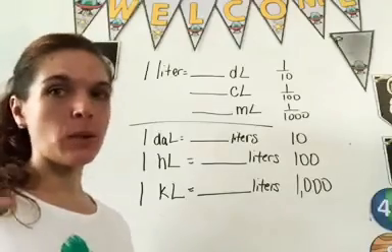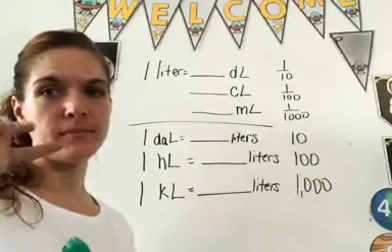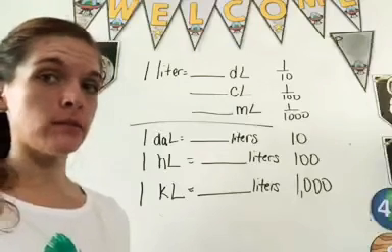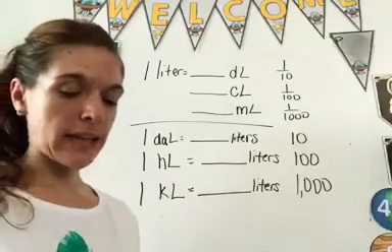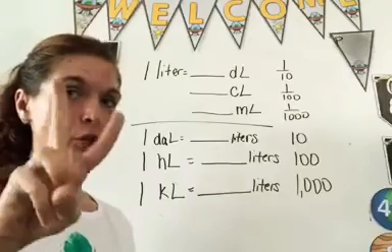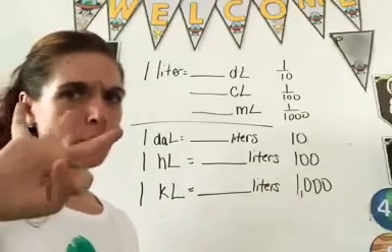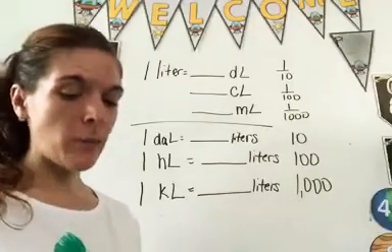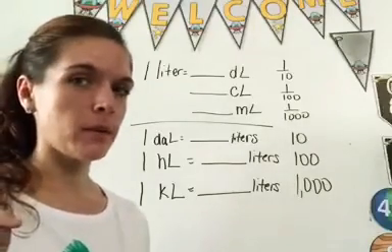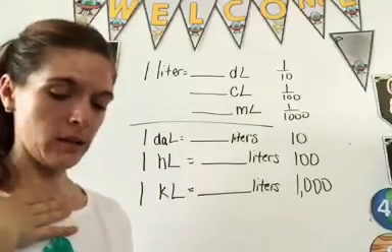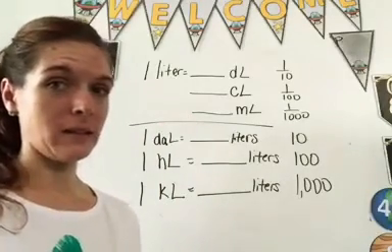So, really quick, how many cups are in a pint? 2. How many pints are in a quart? 2. How many quarts are in a gallon? 4. How many teaspoons are in a tablespoon? 3. It's okay to look. How many fluid ounces are in a cup? 8. How many fluid ounces are in a pint? 16.